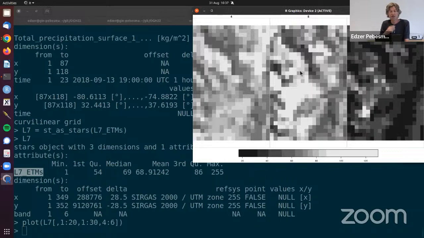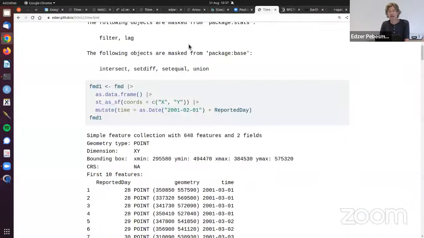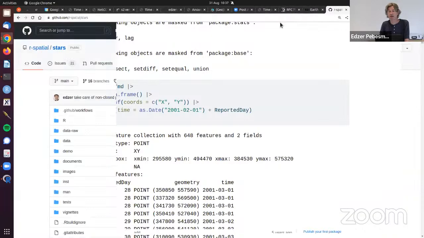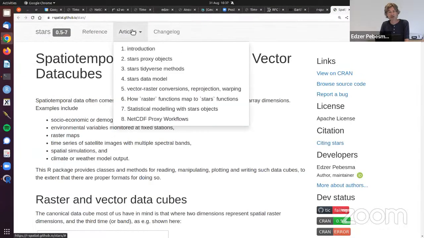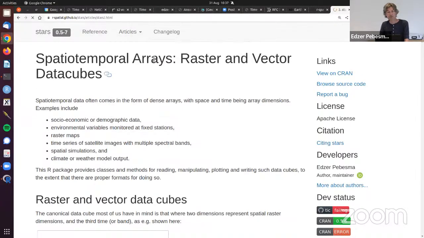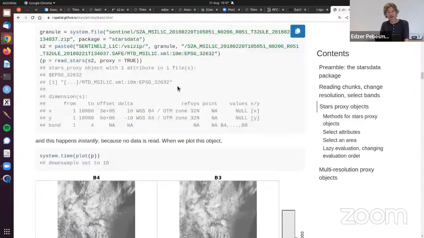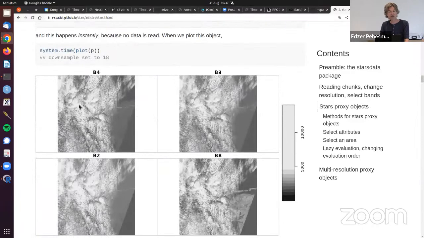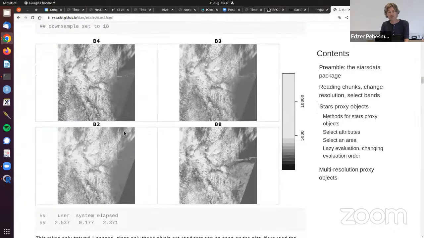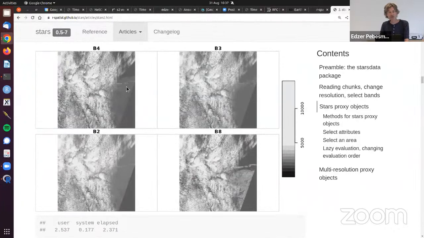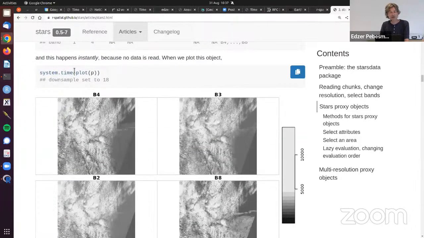If you have large data sets and you want to plot them, I think I went here to the stars data set articles. It's probably in the proxy object category, and that basically explains that here is a Sentinel-2 data set with 4 bands that is plotted in some way, and you see here that if I do that, then it gives me the message I'm downsampling here with a factor 18.